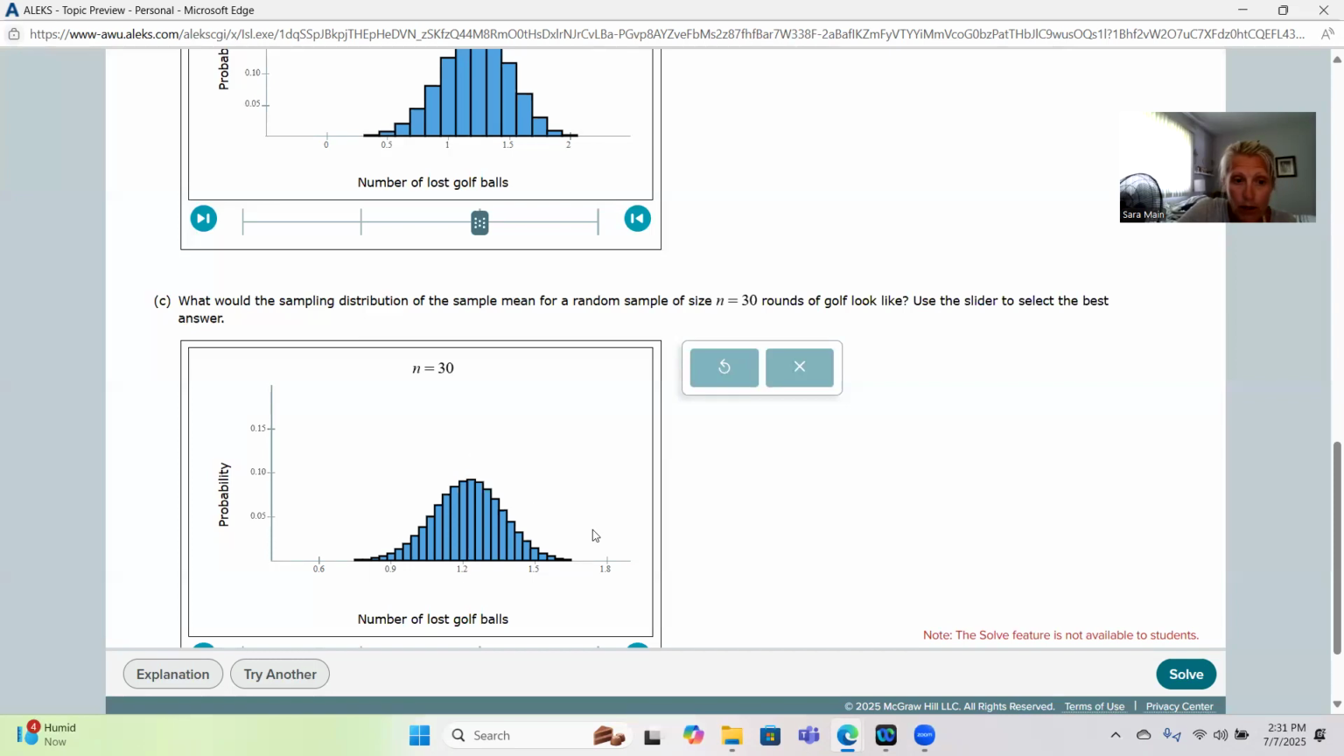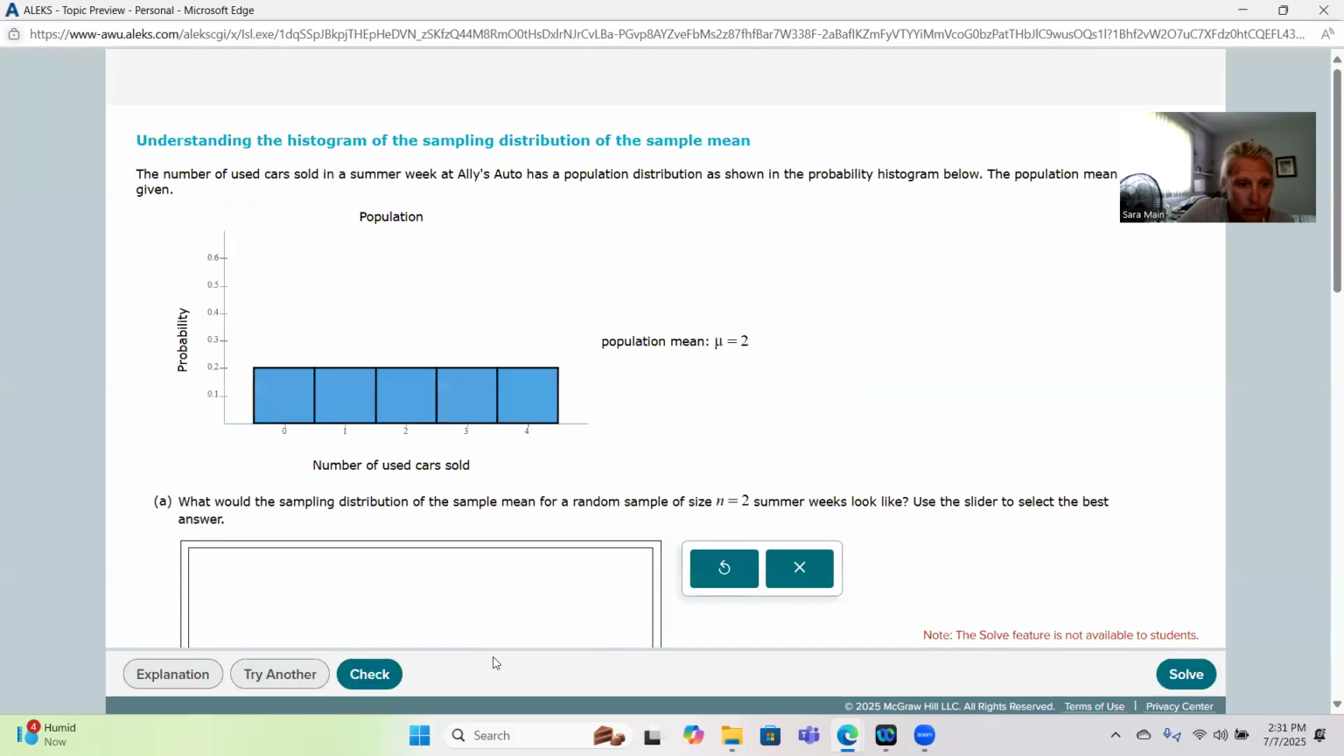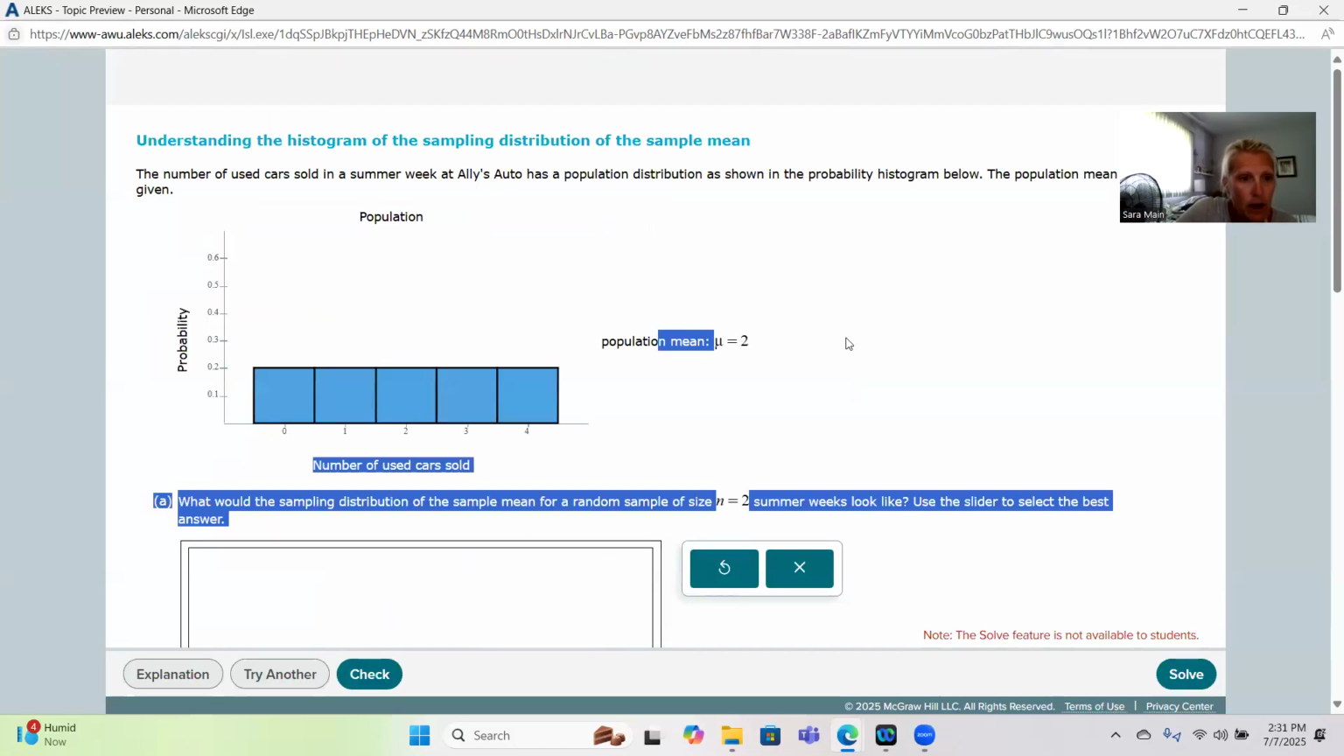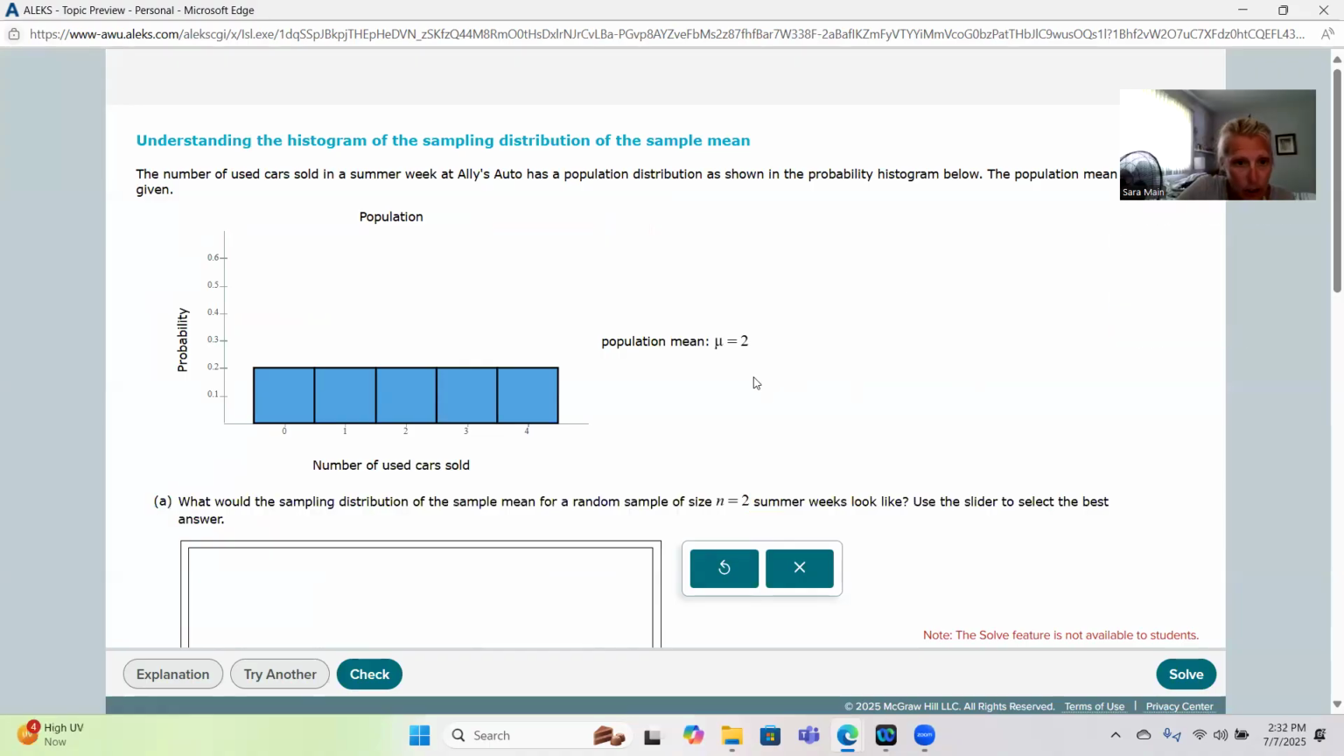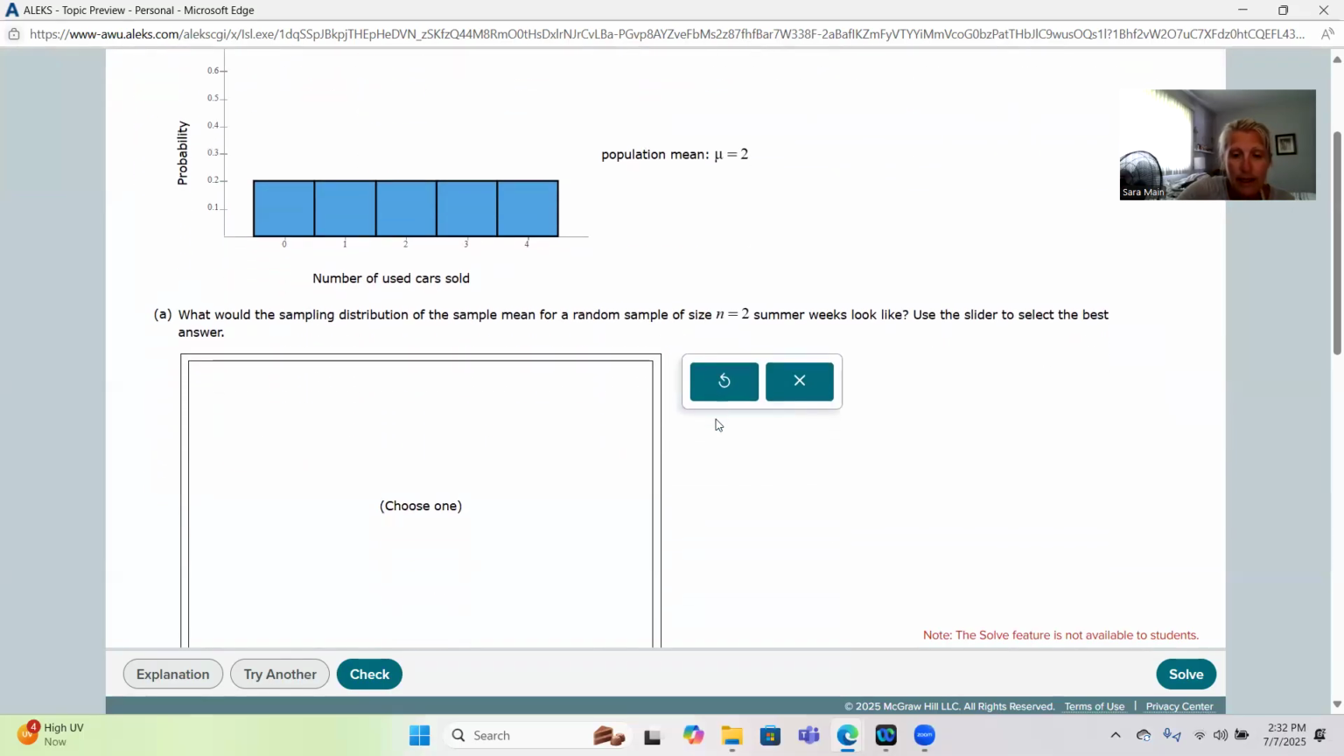So let's try another one where we don't have the answers. This says the number of used cars sold in a summer week at ALEKS Auto has a population distribution as shown in the probability histogram below. The population mean they gave us is 2. So the number of cars she sells in a week is about 2. And it's a uniform distribution. They sell the same number, 0 cars as 1 car, as 2 cars, as 3 cars, as 4 cars, and the average is 2.